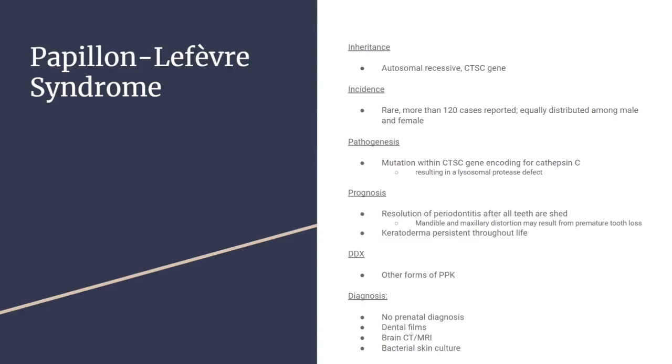Resolution of periodontitis after all the teeth are shed, unfortunately. Mandible and maxillary distortion may result because you have this premature tooth loss, and that helps shape the mouth. But prognosis, just note that as a result of the periodontitis, you might have all your teeth gone, and that can influence how your mandible and maxilla have shaped, because you need the pressure from your teeth to continue molding those bones.